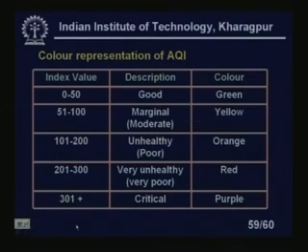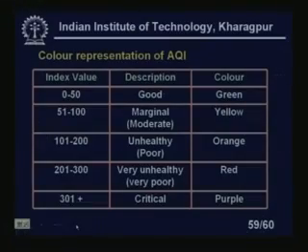Now, you see, this is a color code representation of AQI. We have given color code representations so that anybody can understand. Green always means friendly. When we talk about a green environment, it is always a good environment. So we have given the color green for an AQI value of 0 to 50. It is green, it is good.